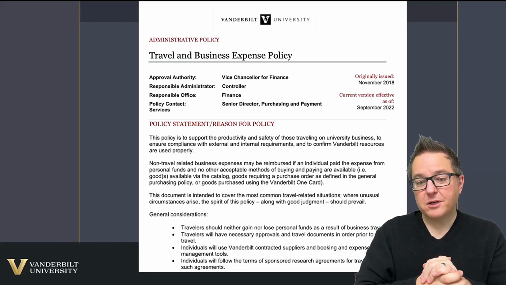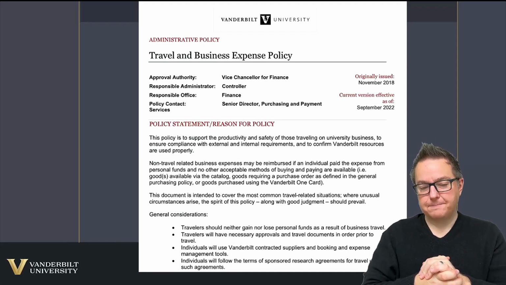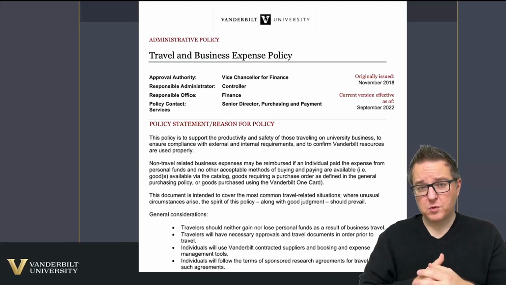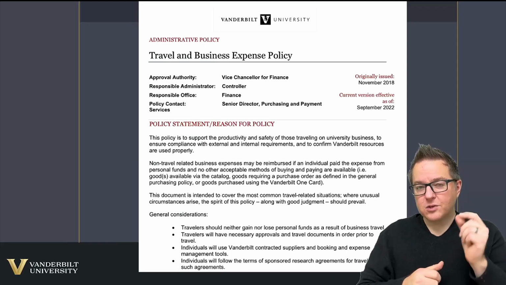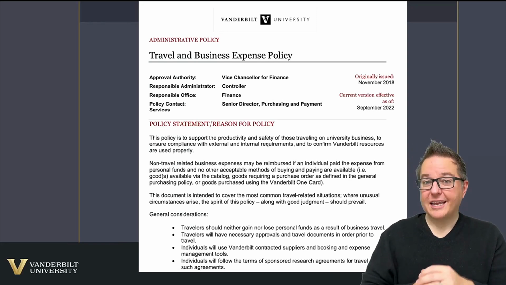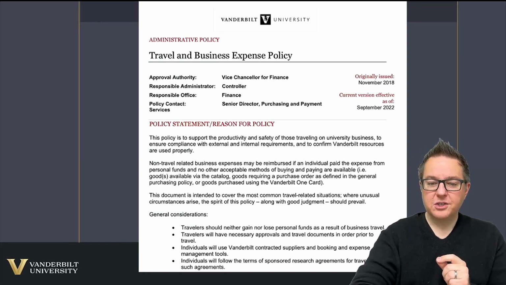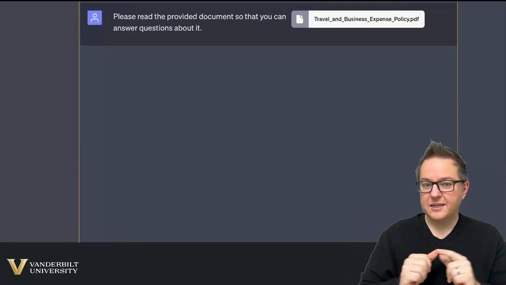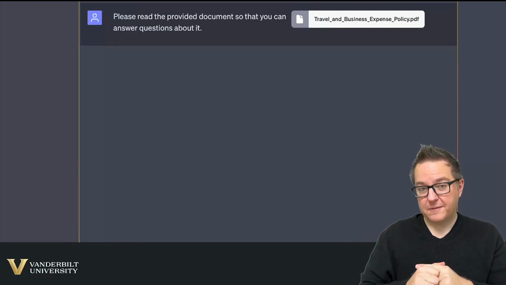This is the Vanderbilt travel and business expense policy. And it's like a 17-page PDF outlining all the rules for travel expenses. So what does the travel expense auditing software of the future look like, and how do we build it? So I took this and I uploaded it to ChatGPT and I said, please read the provided document so that you can answer questions about it.